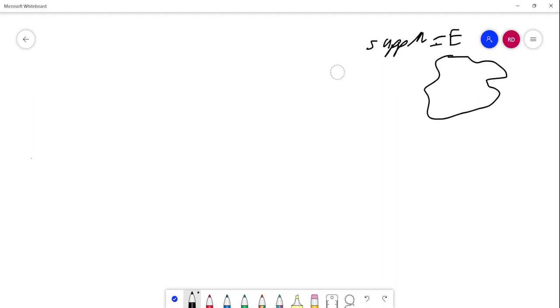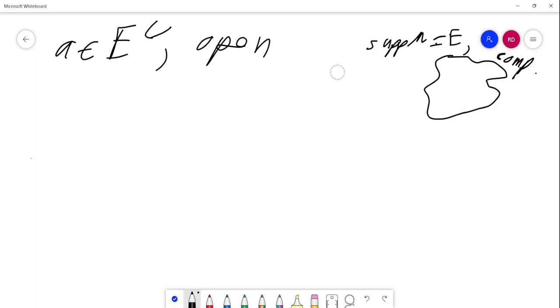Don't think there's a problem with that. And E is compact. That is to say, it's closed and it's bounded. Okay, so let's pick a point in E complement. And the complement of a closed set is open, so E complement is open. So therefore, I can pick a point out here, call it A, and we can draw a circle around it.